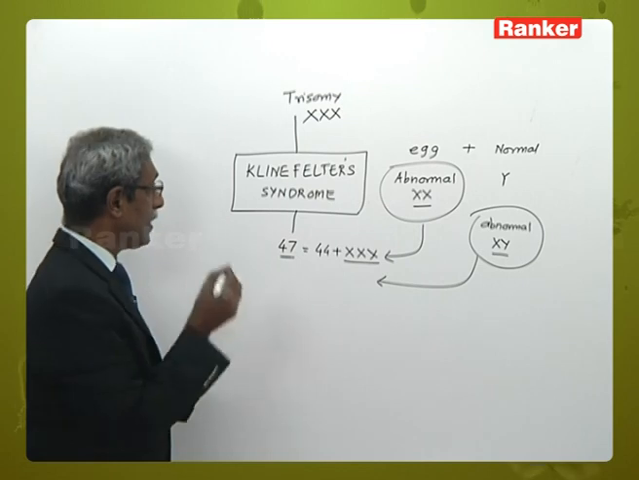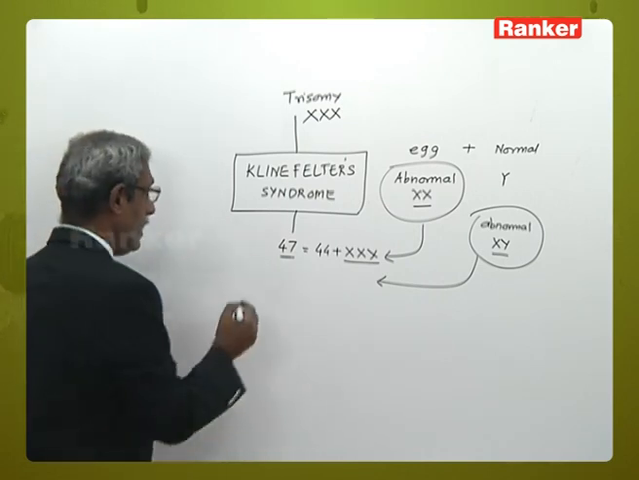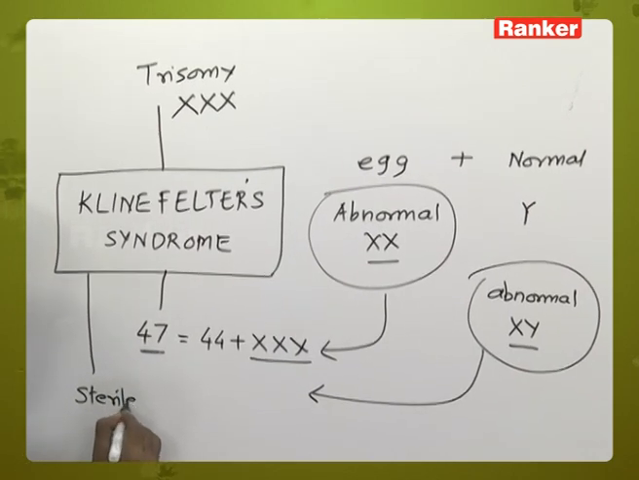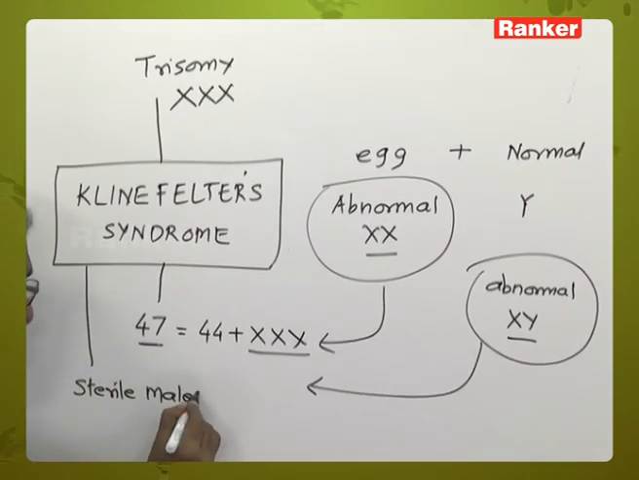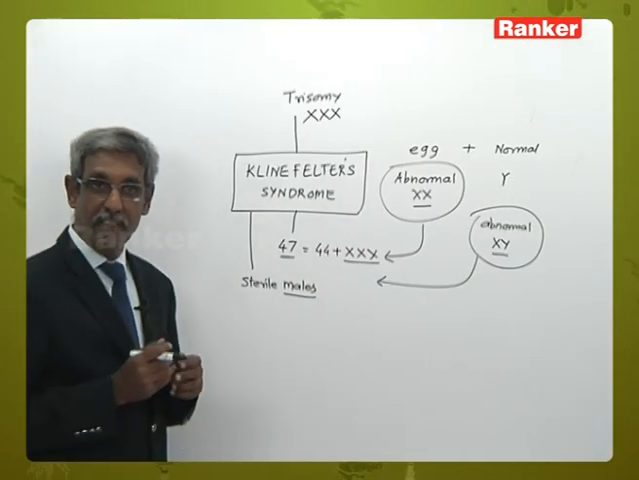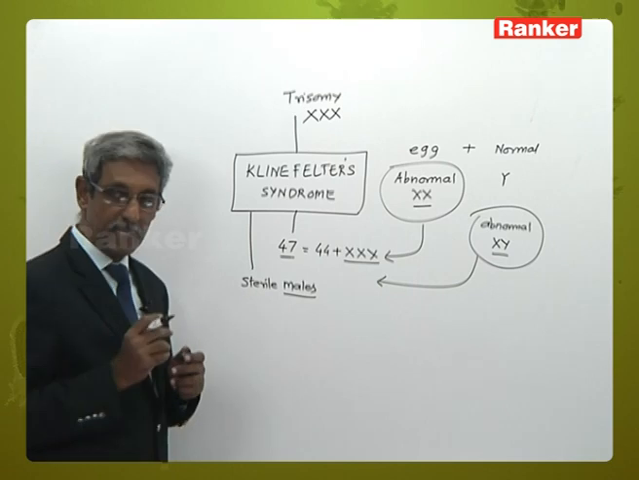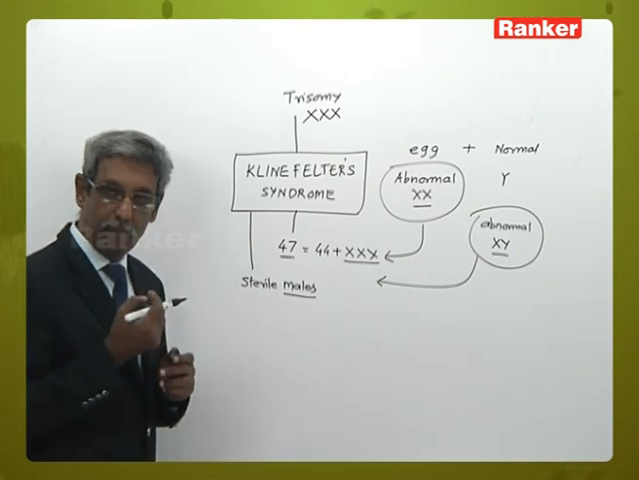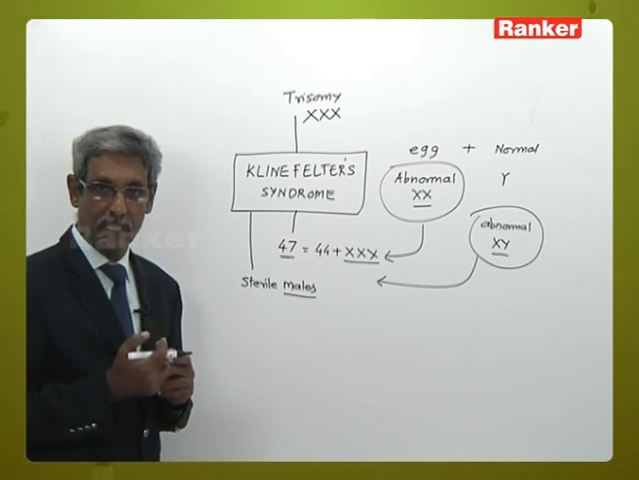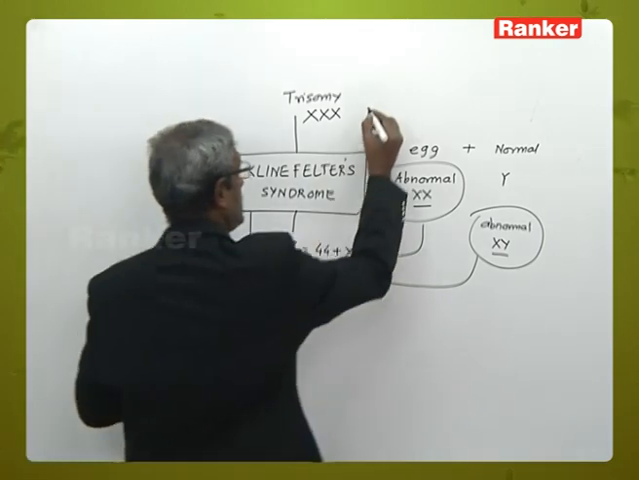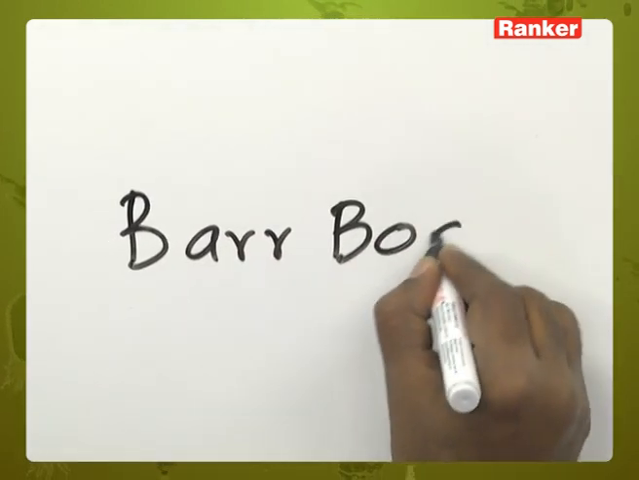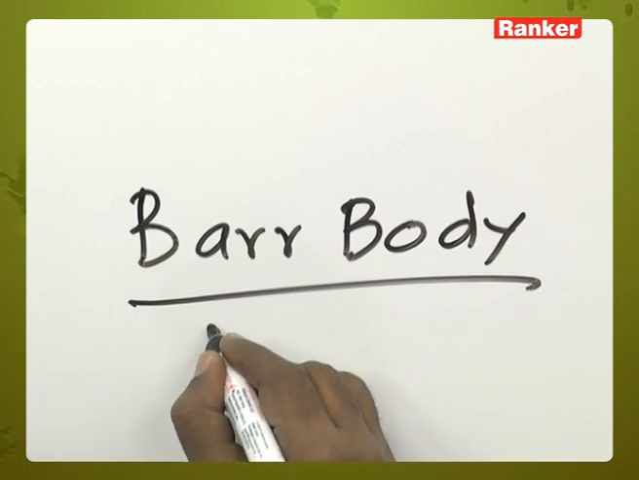The basic feature of Klinefelter syndrome is that it results in the formation of sterile males. So, it is predominant in males. Klinefelter syndrome can easily be identified when you take a scrap of the epithelial cells on the cheek. In the interphase cells, they are distinguished due to the presence of a bar body. So, the bar body is a very important indicator of Klinefelter syndrome.